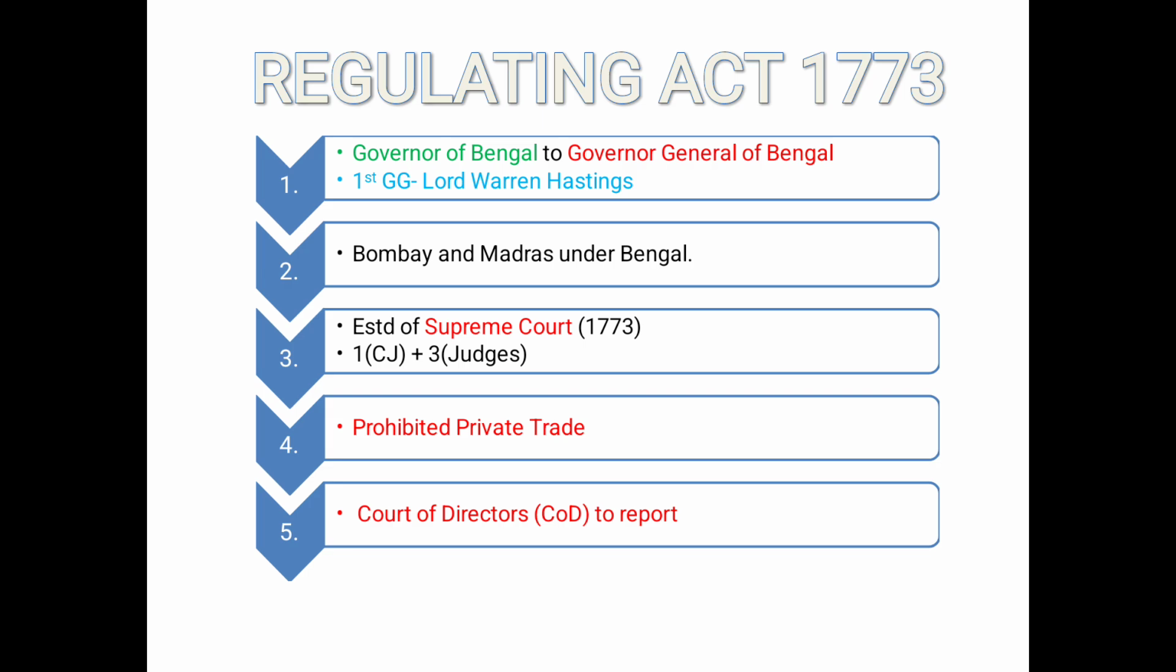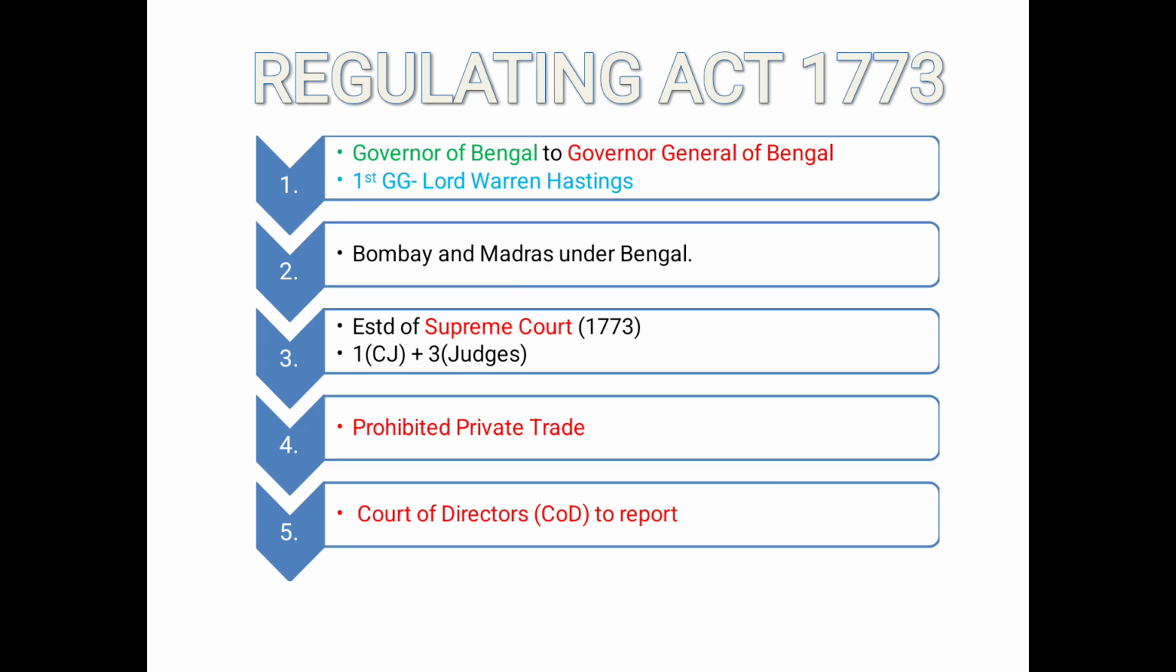As I said, the presidencies of Bombay and Madras also came under it. Sorry, I told you earlier that it is Madras, Bombay, and Bihar, but it is not Bihar, it is Bombay. So, Bombay and Madras came under Bengal. It means Bengal was the supreme point where all the administration was controlled. Bombay and Madras came under the Bengal presidency.